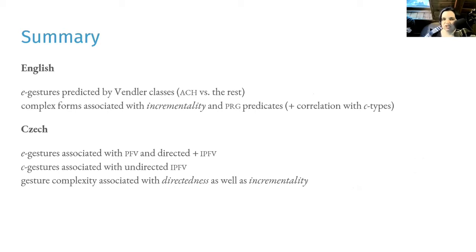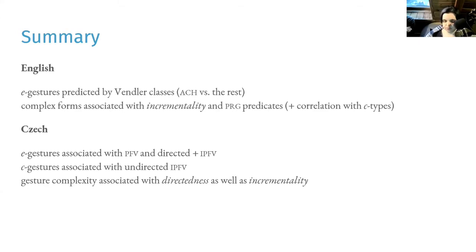In English, ended gestures were predicted by Vendler classes, delimiting achievements on one side and the rest of the system on the other. It seems that achievements in English, often construed as punctual or relatively momentaneous, such as in the verb happen, attract the ended gestures the most out of all aspectual types. Complex forms were associated with incrementality and progressive predicates, plus there was a strong correlation of complex gestures with continuous types of gestures.